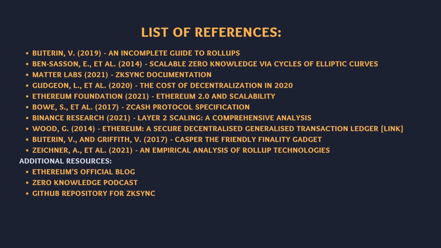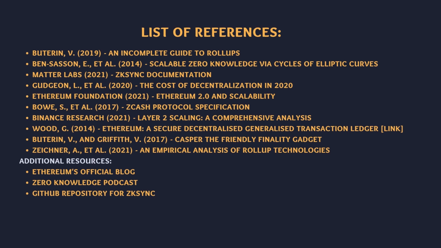2. Ben-Sasson, 2014, Scalable Zero Knowledge via Cycles of Elliptic Curves, a seminal paper on zero-knowledge proofs that underpins much of the zkSNARK technology used in zkSync. 3. Matter Labs, 2021, zkSync Documentation, the official documentation for zkSync, providing detailed technical information about its architecture and operation. 4. Gudgeon, 2020, The Cost of Decentralization in 2020, Quantifying the Performance Cost of Ethereum's Decentralization. This paper discusses the scalability challenges of Ethereum and how solutions like zkRollups can address these issues.